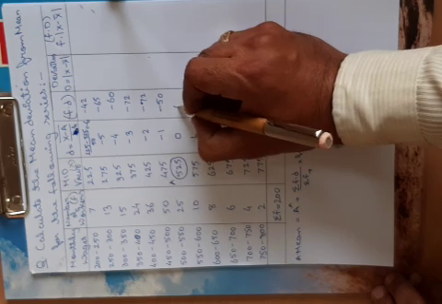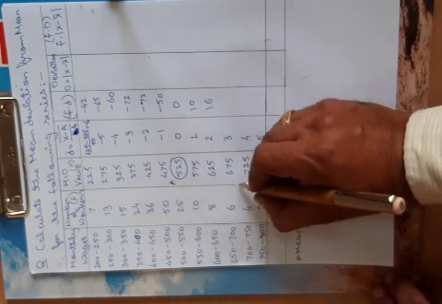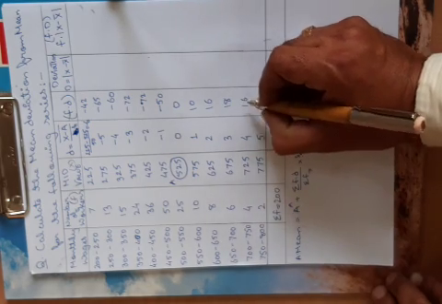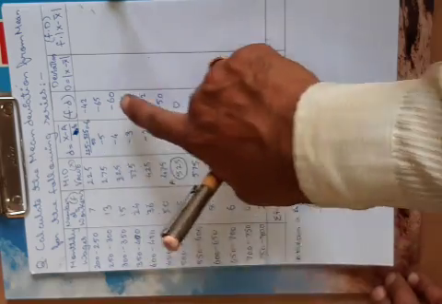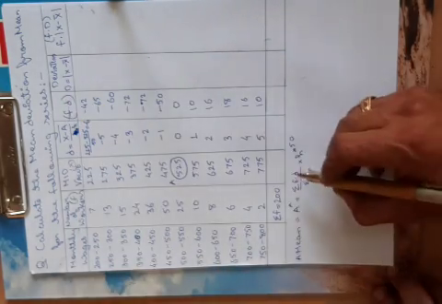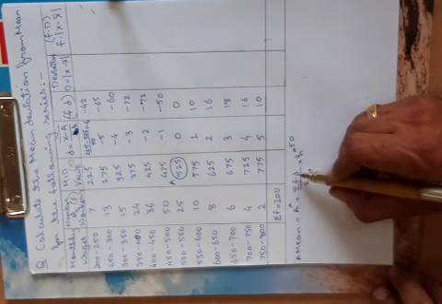Next value 0. Next value 10. Next will be 16. Next will be 6 into 3, 18, next will be 4 into 4, 16, and finally 5 into 2, that is 10. So we have found out the value of f multiplied by d. Now as per our formula, we have to calculate the value of summation of f into d.